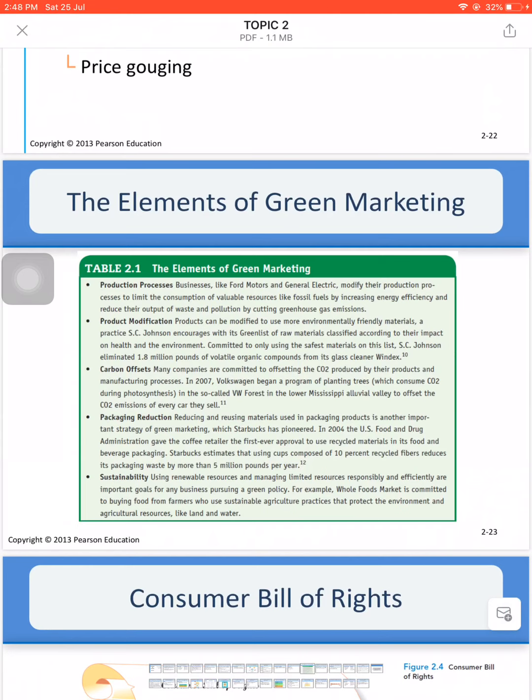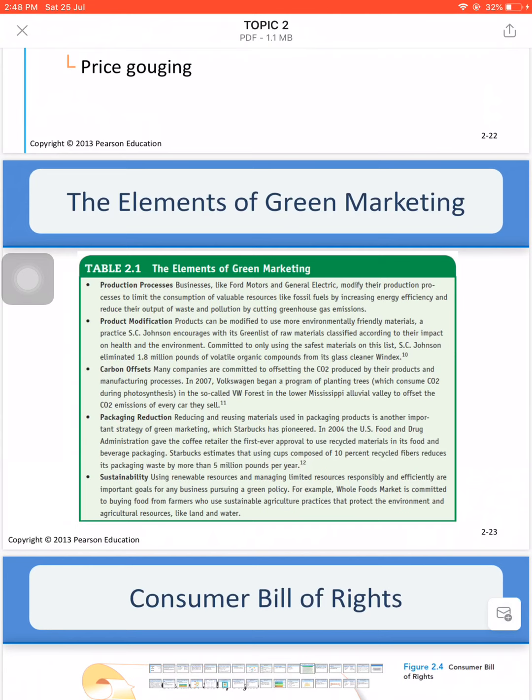They said here, in 2007, Volkswagen began a program of planting trees in the so-called Volkswagen Forest in the lower Mississippi alluvial valley to offset the carbon dioxide emissions of every car they sell. This is one of the good examples. Volkswagen came up with the Volkswagen Forest, which is tanam pokok to offset the carbon dioxide emissions in each of the cars that they sell. Very good, Volkswagen. And then packaging reduction.